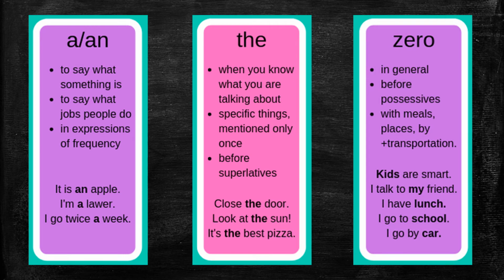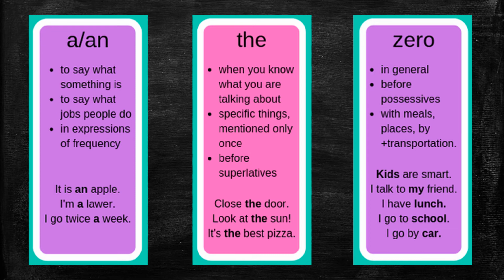Then we have zero article, like in the example of the cars. It is used in general, before possessives, with meals, places, and also when talking about transportation, by plus transportation. Kids are smart. Again, plural form in general, so we are using no article.